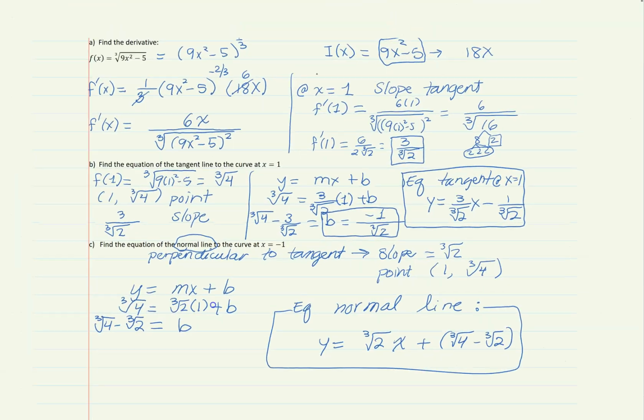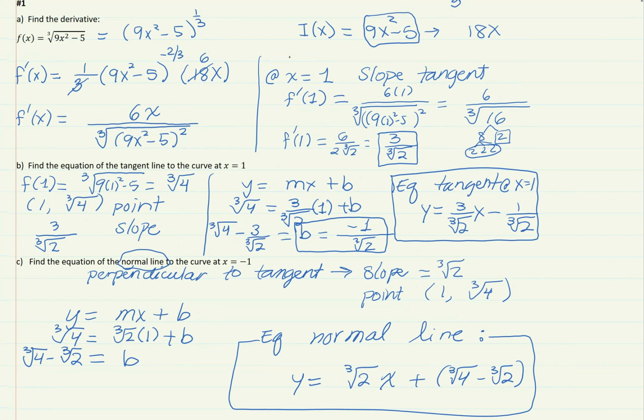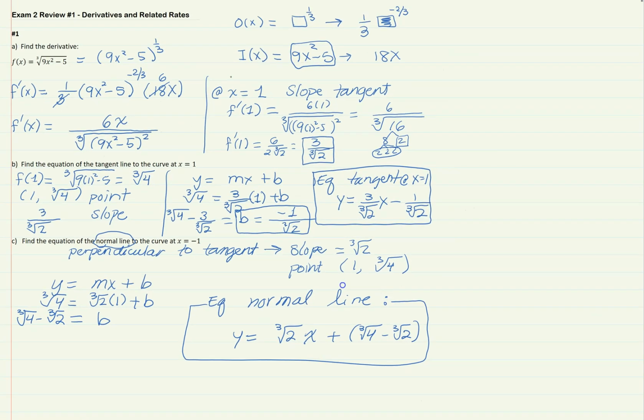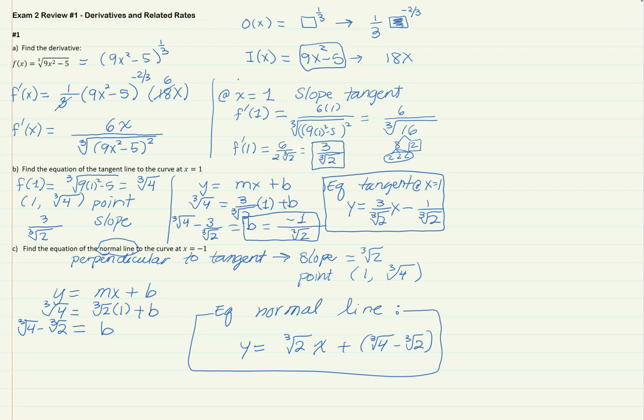So here we go. To find the equation of a tangent line or a normal line, first we need to go ahead and find the slope. And to find the slope, in this case, we have a chain rule, right? So that right there is how we think of the chain rule, having the outside function being something to the third power, and then the inside function is 9x squared minus 5.